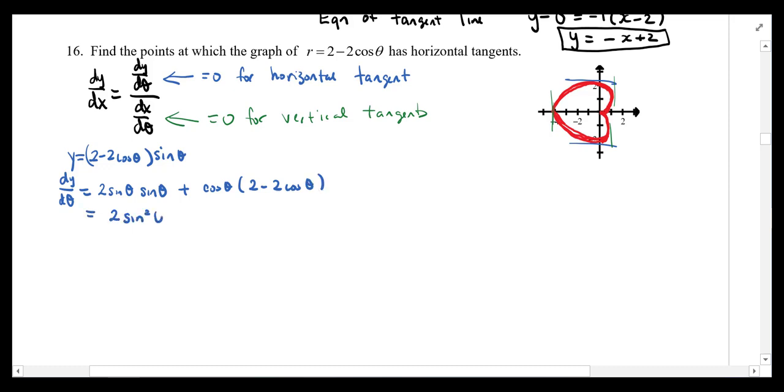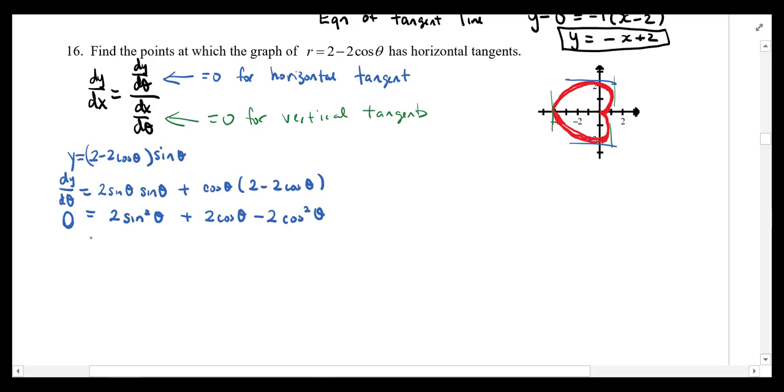2 sine squared theta plus 2 cosine theta minus 2 cosine squared theta. Good. And I need to solve this. Set this equal to 0 and solve. I don't like it when I have two trig functions, cosine and sine.